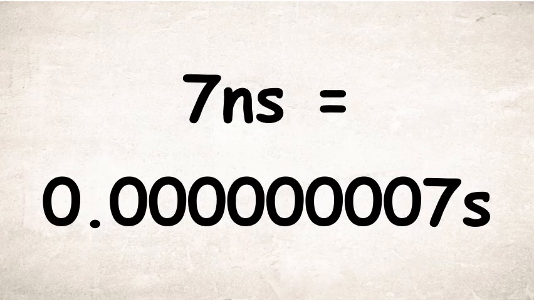Finally, we have 7 nanoseconds. Nano is division by 1 billion, so again you would have to divide 7 by 1 billion, and that gives us 0.000000007 seconds. Okay, so there you would have 8 zeros behind the decimal point and before the number 7.